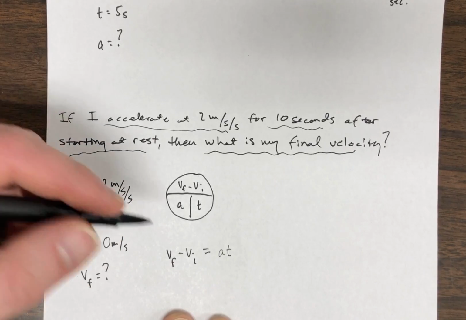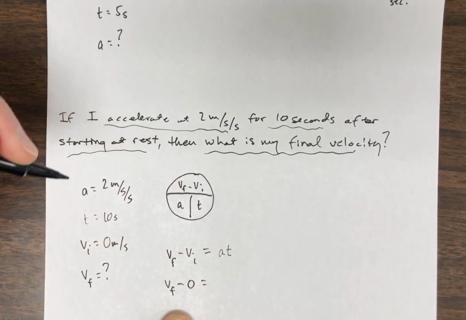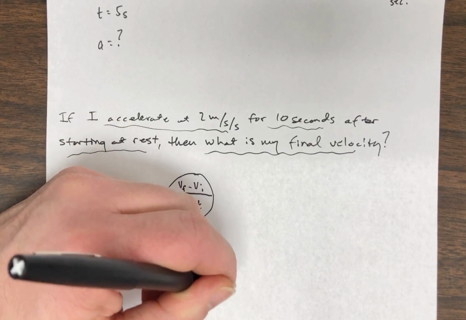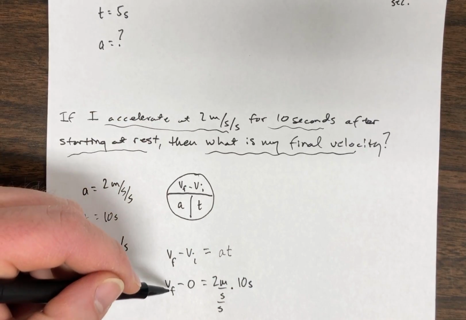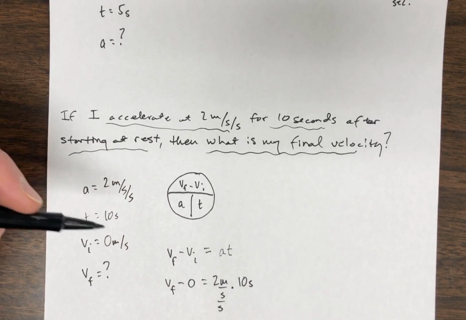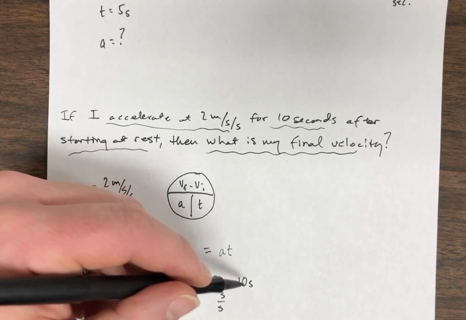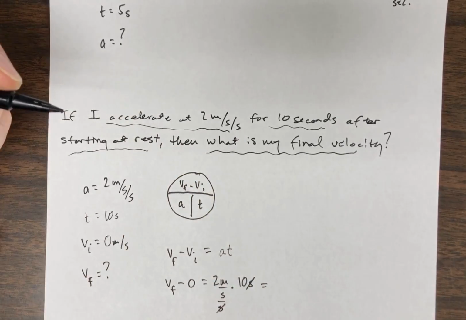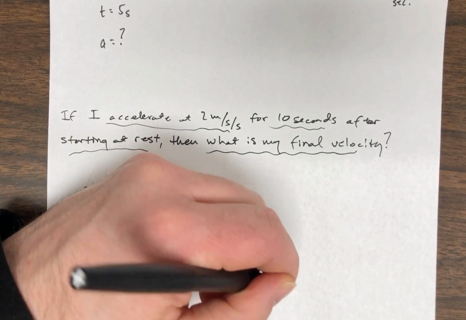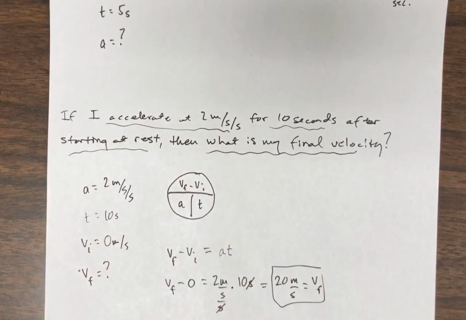Now I'm going to start plugging my numbers in. So VF minus 0 equals 2 meters per second times 10 seconds. All right, well, VF minus 0 is just VF, okay? Anything minus 0 is just itself. 2 times 10 is 20, and one of these seconds gets canceled out. And so what I'm left with is 20 meters per second for my final velocity.